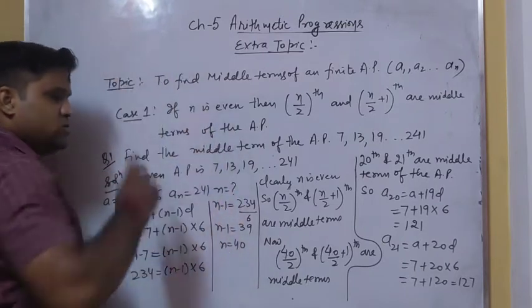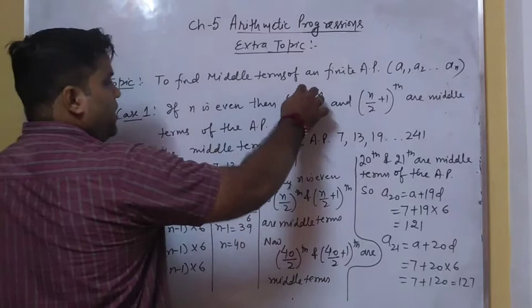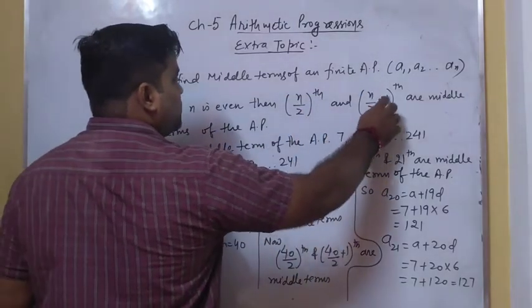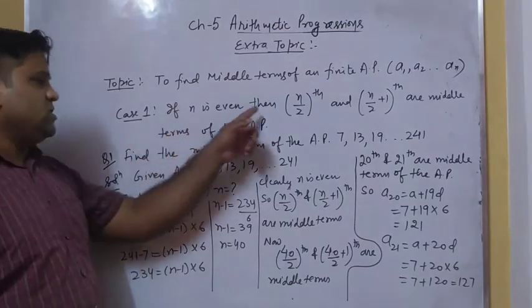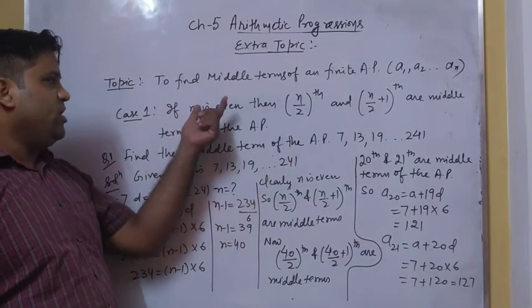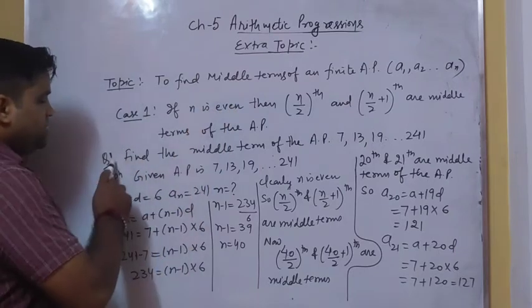When the number of terms in an AP is even, then the n by 2th and n by 2 plus 1th terms are the middle terms of the AP. Here this formula is applied only when the number of terms in an AP is even. Here a sample problem is given.